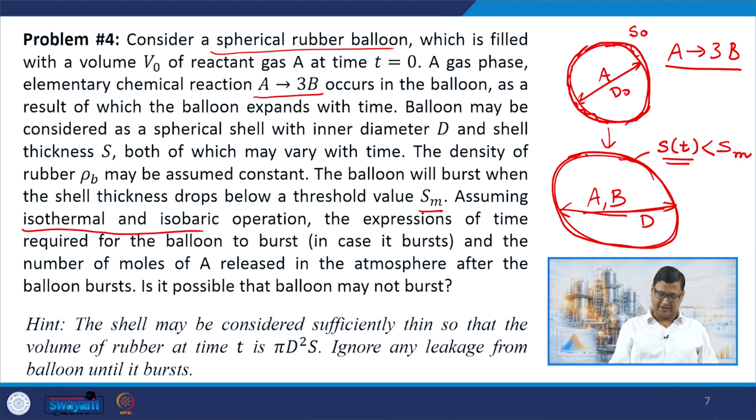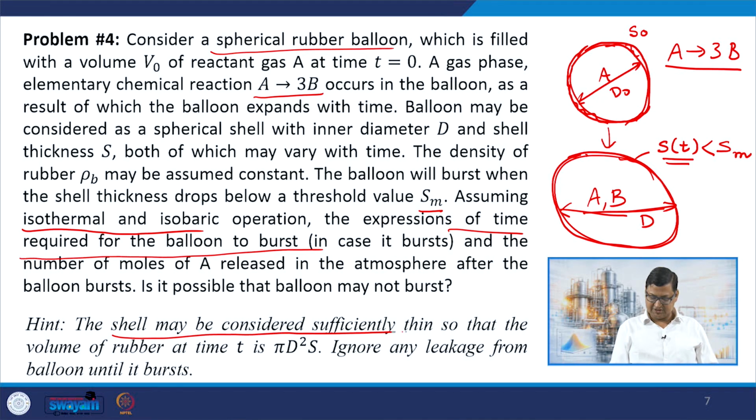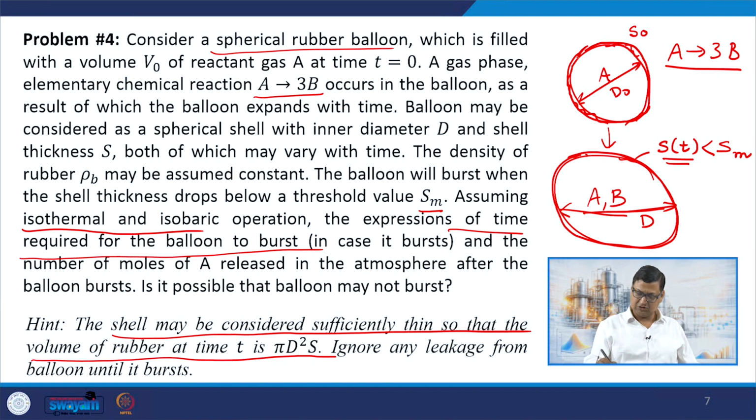The question asks you to find the time required for the balloon to burst in case it bursts, and the number of moles of A that is released in the atmosphere after the balloon bursts. It is also asking whether it is possible that the balloon does not burst. And a hint is given that the cell may be considered sufficiently thin so that the volume of rubber at time t is pi d square s. This is only the volume of the cell, not the inside volume. That is pi d naught square s naught to begin with, and then it can be pi d square s later.